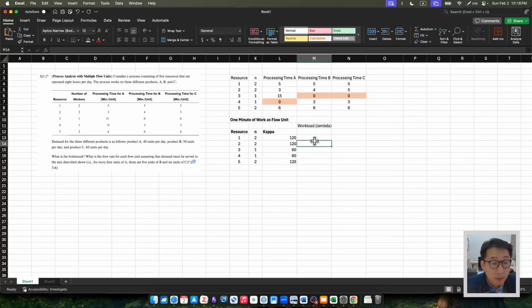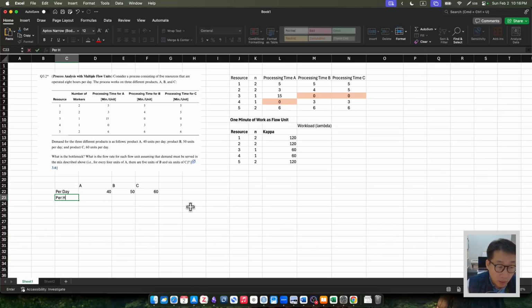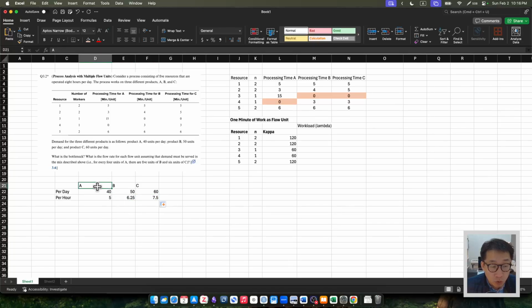Anything that talks about the demand will help. Here, this line describes our demand for products A, B, and C. Your demand per day is 40, 50, and 60. Because we're analyzing this on a per hour basis, we need to break it down to per hour demand. Since it says there are 8 hours per day, we're going to divide by 8. This is going to be our hourly demand for each of those flow units.